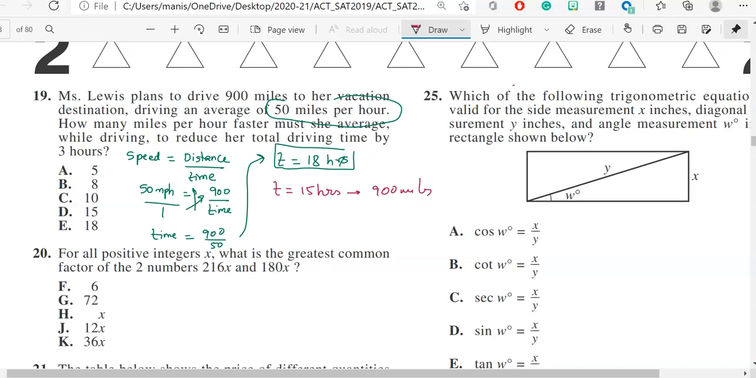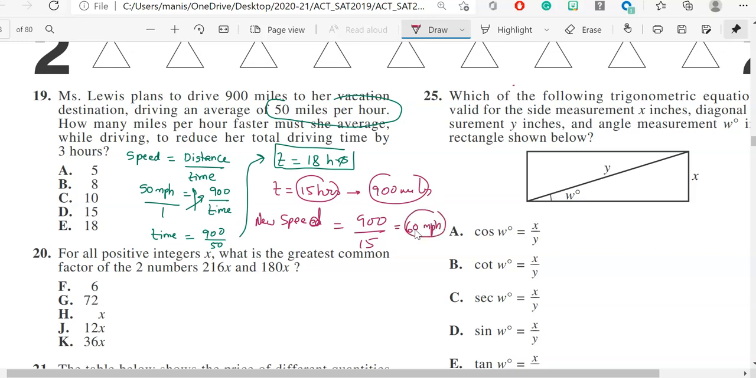So now the formula for speed is distance over time. I have the time and I have the distance, so I will write the new speed. The new speed should be equal to 900 divided by 15. When I divide 900 by 15, this gives us 60 miles per hour.